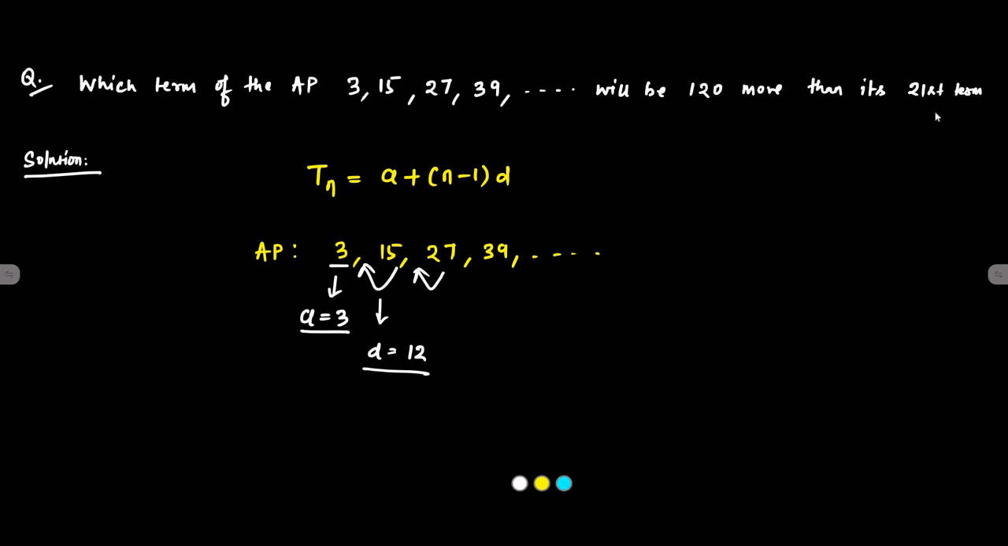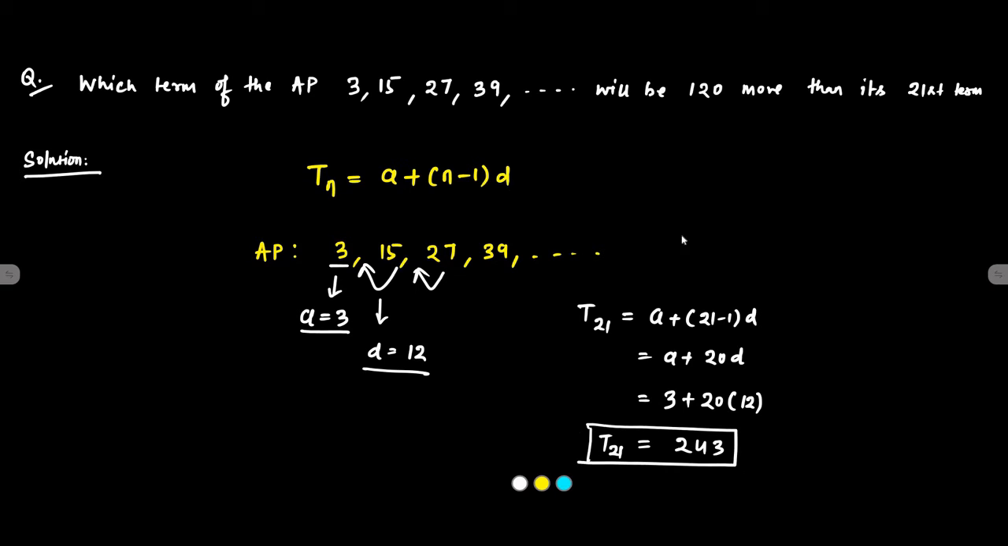First we have to find out the 21st term, T21. It is equal to A plus n minus 1 D, so 21 minus 1 D. It is A plus 20 D, so 3 plus 20 into 12. 12 into 20 is 240, plus 3 is 243. So the 21st term is equal to 243.